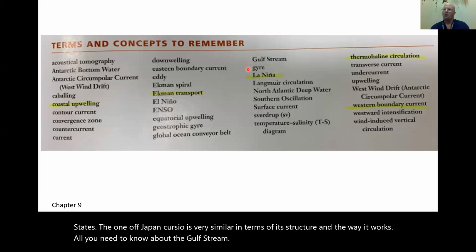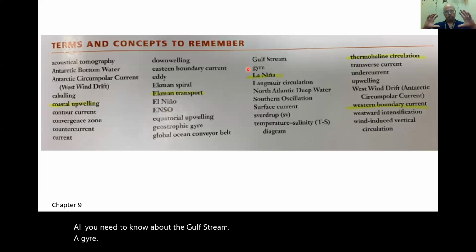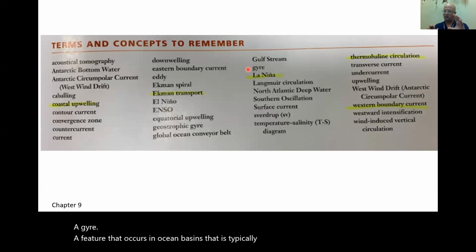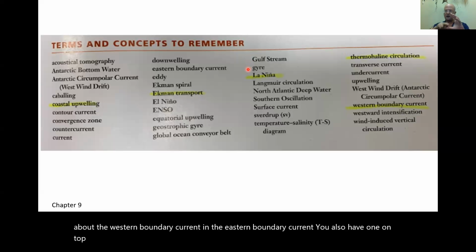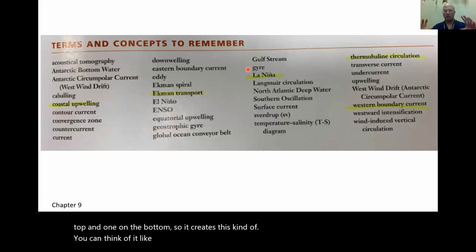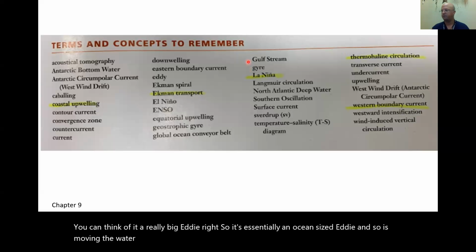A gyre is a feature that occurs in ocean basins that typically has four currents, right? So we talked about the western boundary current and the eastern boundary current. You also have one on top and one on bottom. So it creates this kind of, you can think of it like a really big eddy, right? So it's essentially an ocean-sized eddy. And so it's moving the water around, right? And that's what a gyre is.